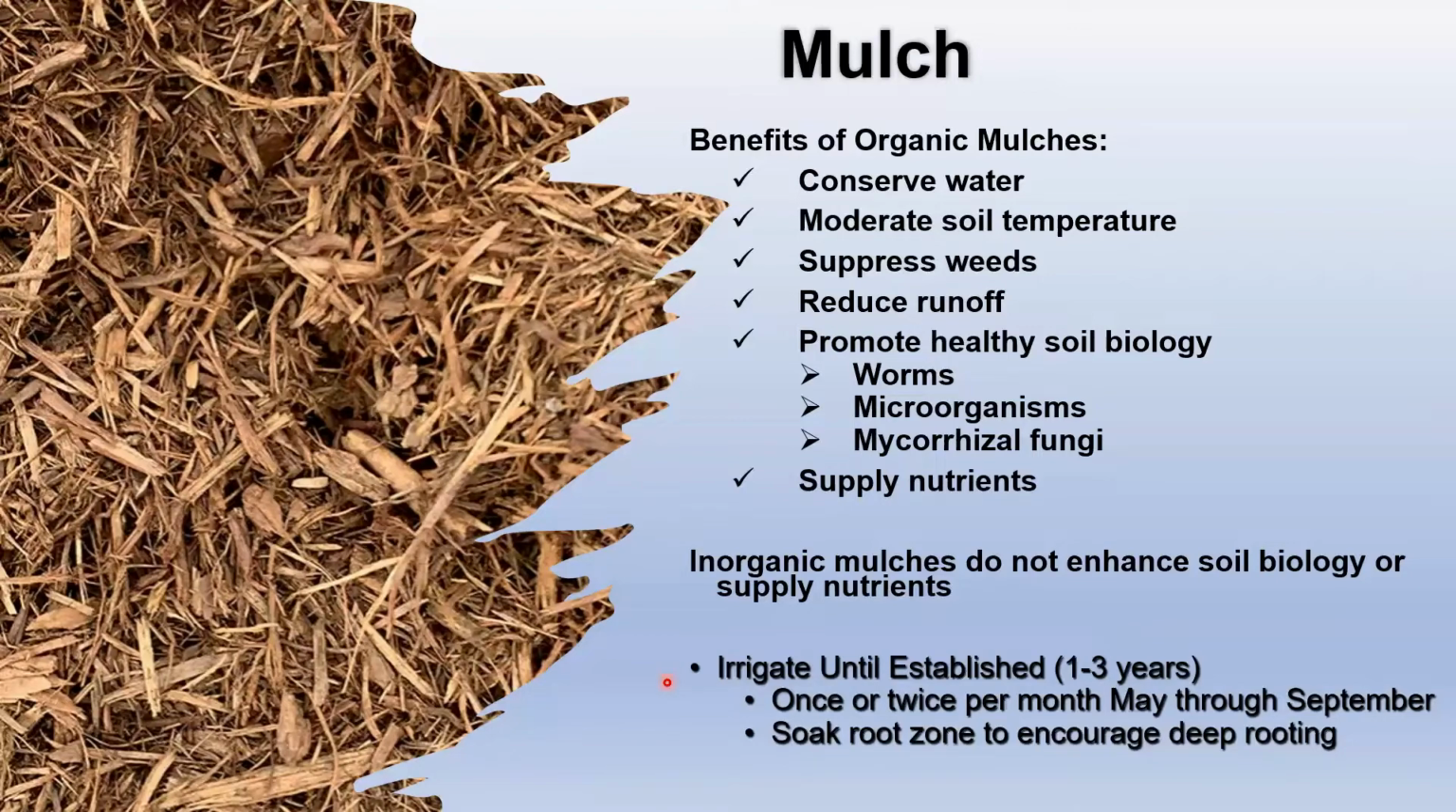And then don't forget to irrigate or water. Now, most of our native plants are going to be self-sustaining, but they're all going to need help for 1 to 3 years at least. And they're probably going to need some water if we are hitting these really high temperatures above 100 degrees, like we saw last summer.